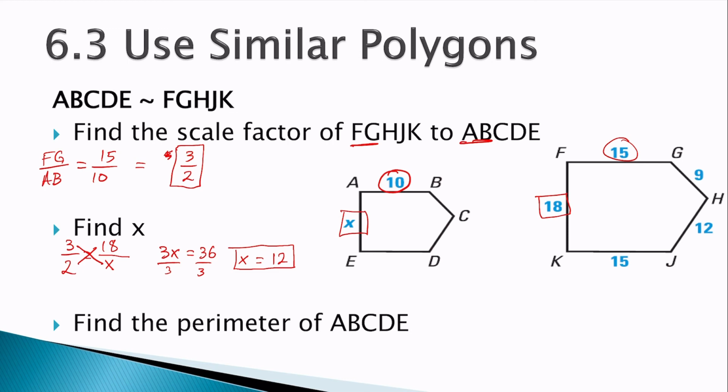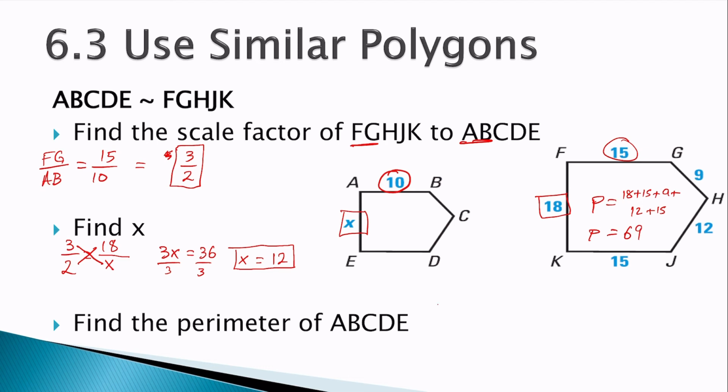All right, we're supposed to find the perimeter of the smaller shape, so we could use proportions and find the lengths of all the sides, or we could just use proportions with a perimeter. FGHJK, its perimeter is all the sides added together, so 18 plus 15 plus 9 plus 12 plus 15. So its perimeter is 69.